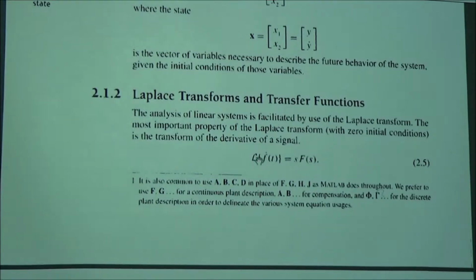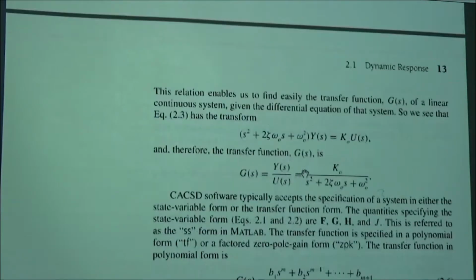So you know that the Laplace transform of a derivative of a function is s times the transform of that function. So if you take the Laplace transform of that equation, you get this. If you find the ratio of y over u, which is your transfer function G, you have k0 over this. Now notice from your control class, this denominator is the characteristic polynomial. If you set that equal to 0, it will be called the characteristic equation.